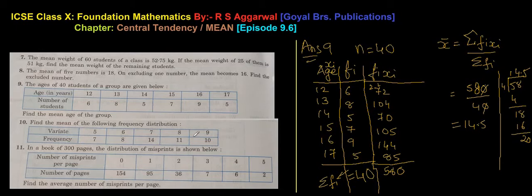14.5. Is it given in years? Yes. So it is years. And what you have to do? You have to make a box here. So x bar is equal to 14.5 years, and please make a box. So this is our answer for question number 9.